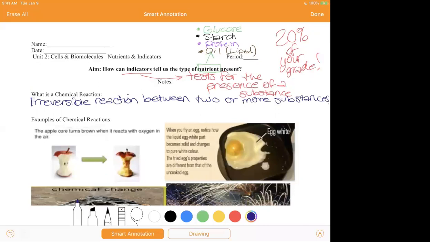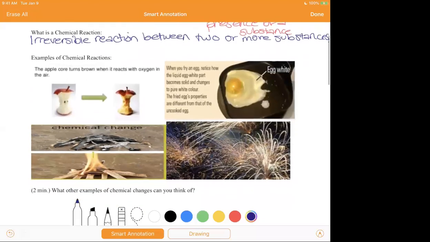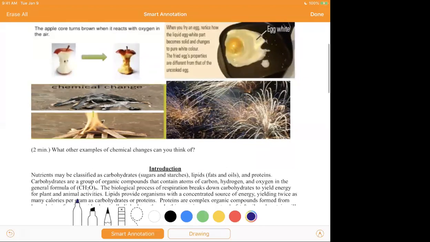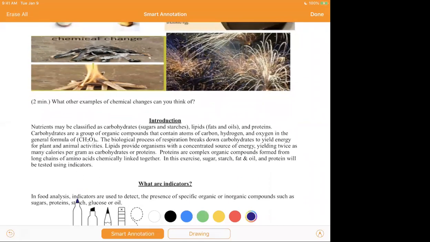Okay, so here's some examples of chemical reactions that I'm sure you guys have seen before. The apple core turning brown when it reacts with oxygen in the air. You can't undo that, right? Frying an egg, can't unfry an egg and get it back inside the shell. Burning wood, right? Or burning matchsticks or paper. You can't get the wood back after you've burned it. That's a whole chemical reaction, combustion to be exact. And then fireworks, of course. You can't undo a firework and get it back to its original state. So what other examples of chemical changes can you think of?